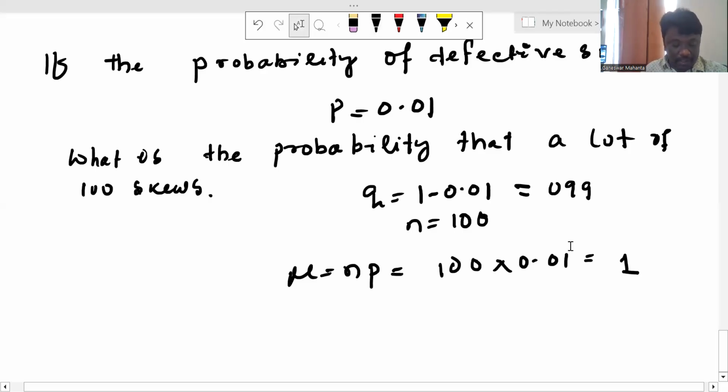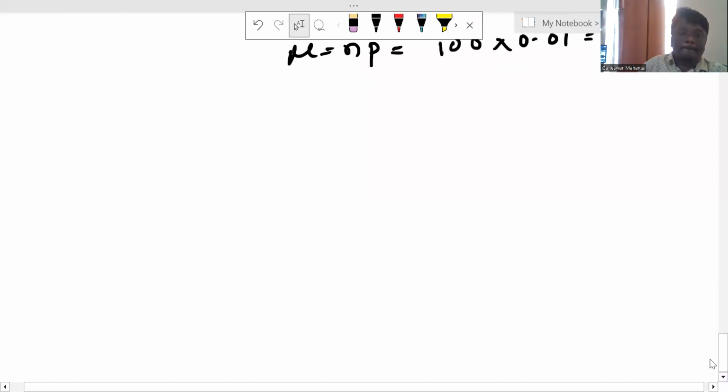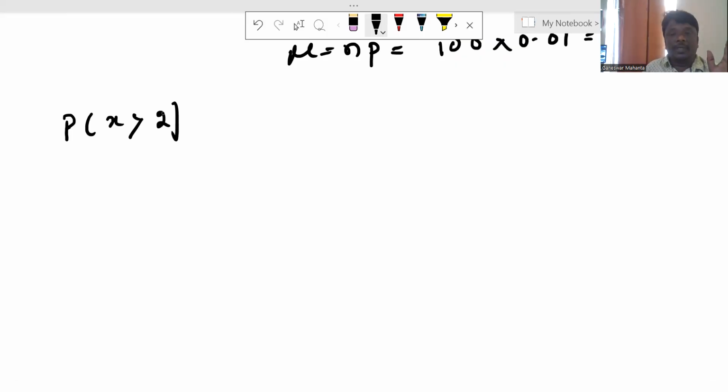The question is that more than 2 will be defective. We need to find the probability of this function, more than 2 will be defective, not including 2.